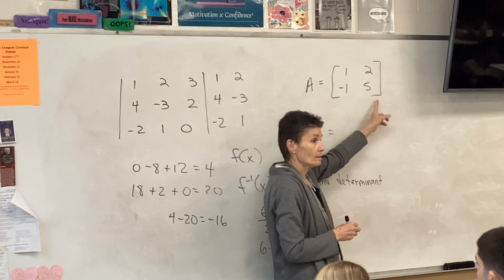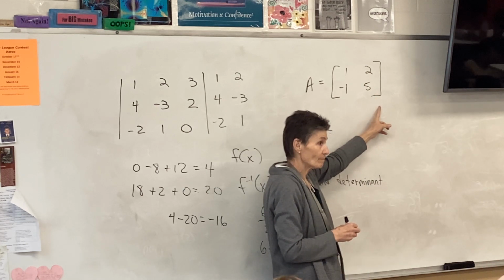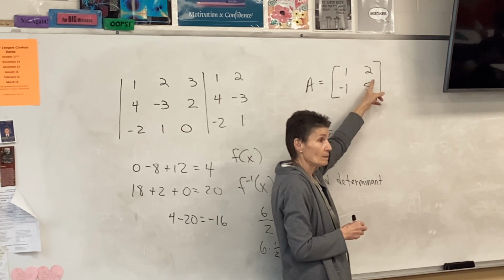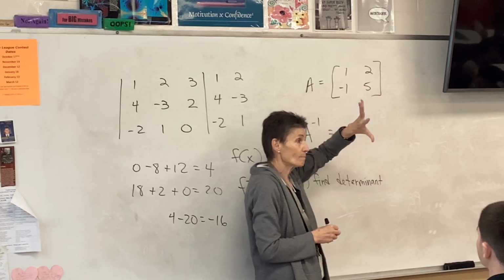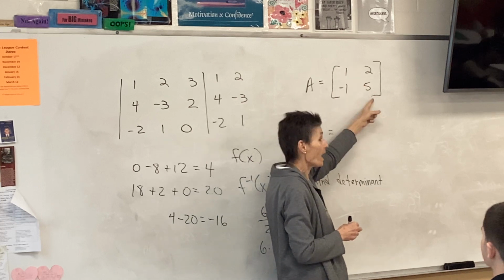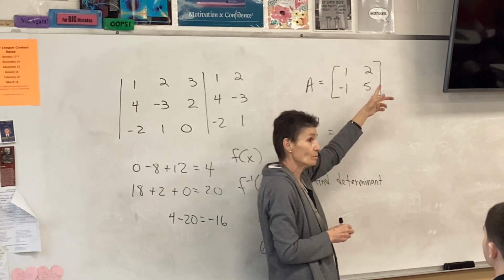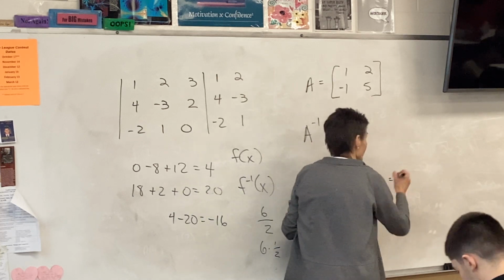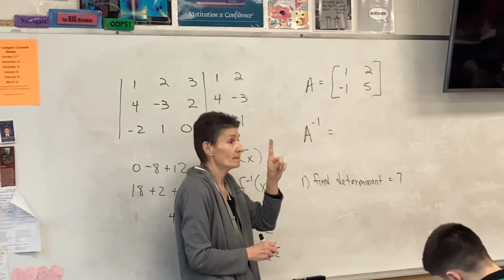We go 1 times 5. We do -1 times 2. And then what do we do with those two numbers? Subtract them. So 5 minus -2, you should have gotten 7. So your determinant is 7. Step 1, find the determinant.